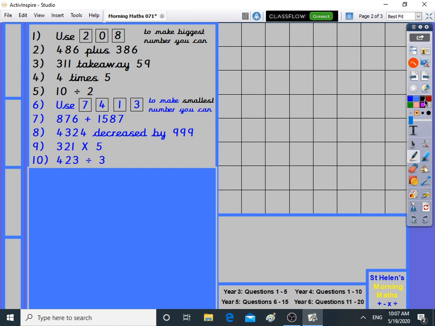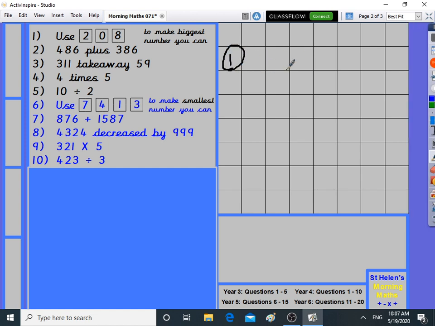So, year 3 level, use 2, 0 and 8 to make the biggest number you can. 2, 0, 8. That's not the biggest number I could make from those digits. If I put my hats on, to make the biggest number, I'm going to want the biggest digit, 8, at the front. 8, that's the biggest, then 2, then 0. 820 is our answer. 820, the biggest number we can make.